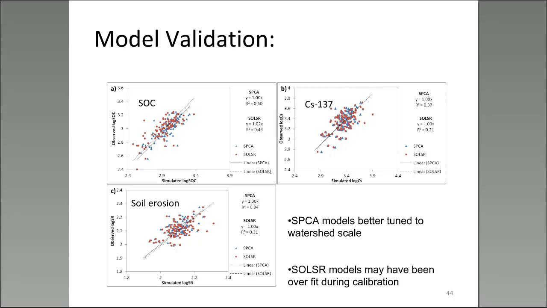I think what I interpret this as indicating is that the principal component models are better tuned to the watershed scale, and that maybe the ordinary least square regression model was overfitting the data during calibration to some extent.